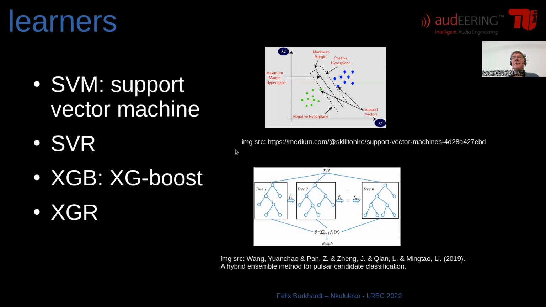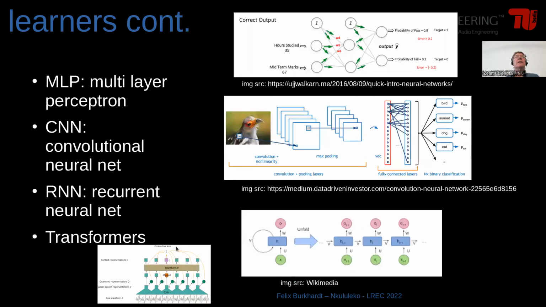So XGBoost is great, and it's integrated with Nkululeko. XGR is the regression version of XGBoost. Let's start. Then deep learning or neural networks. So the most basic is multi-layer perceptron, which is based on Torch. Actually, the Torch library is behind Nkululeko. And that's pretty outdated, but it's still in the other architectures.